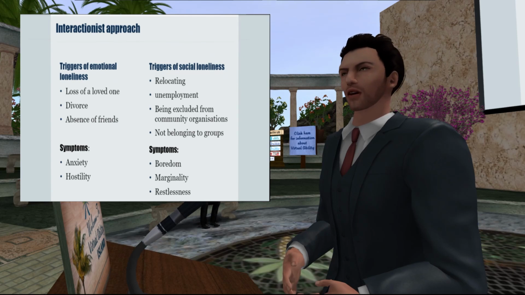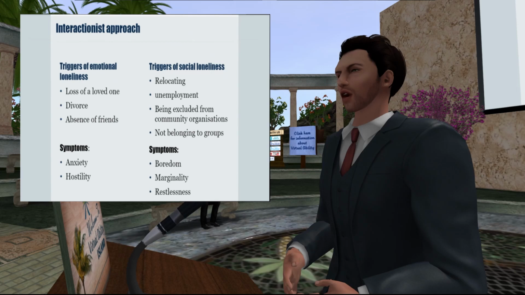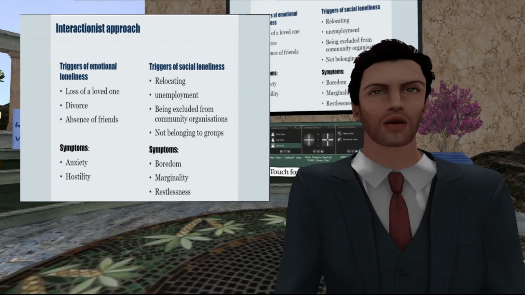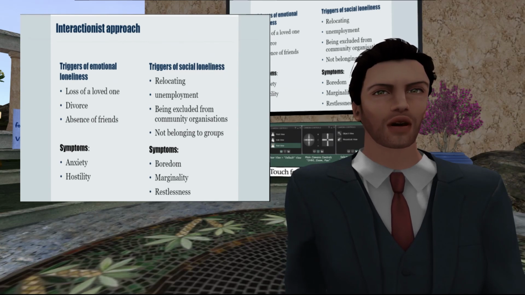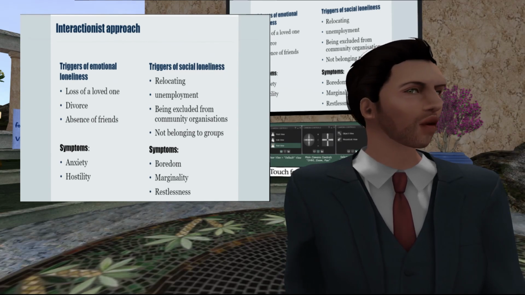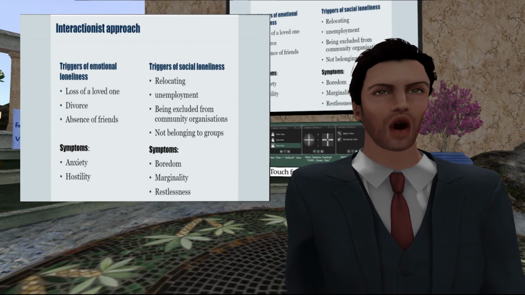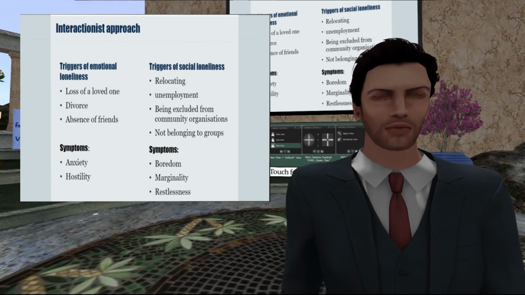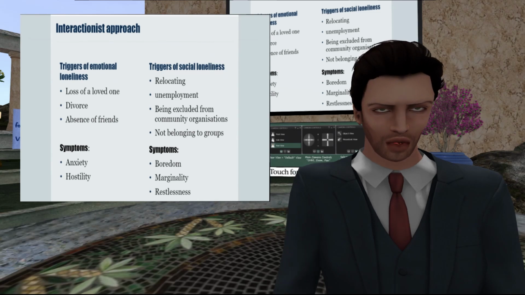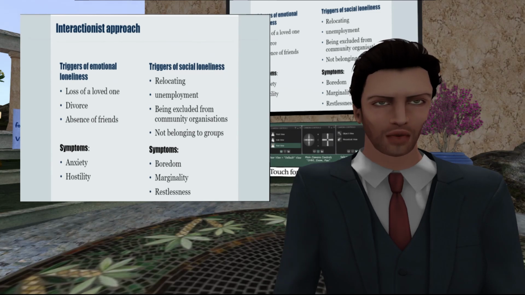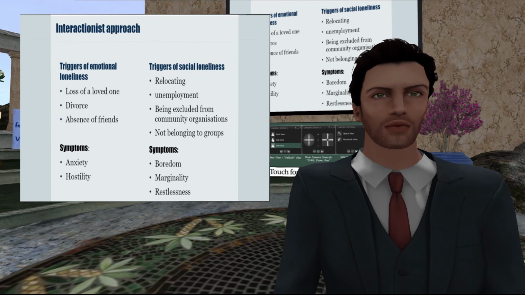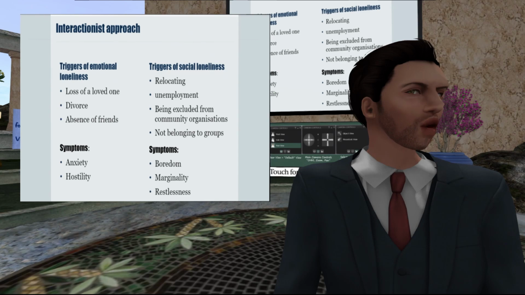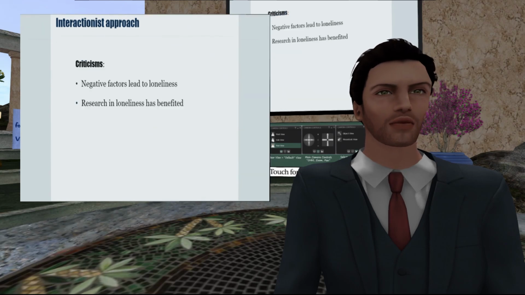And for social loneliness, as I said, refugees, relocating, unemployment, being excluded from community organizations, for example, being in another country that does not have your type of religion, not having any social group. So this group, you are preventing social loneliness. So very, very important. And obviously, this could bring so many side effects and complications.